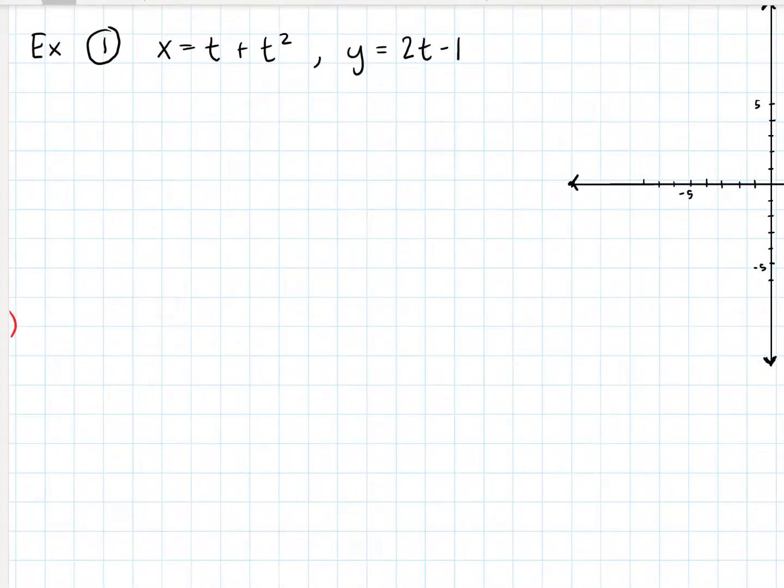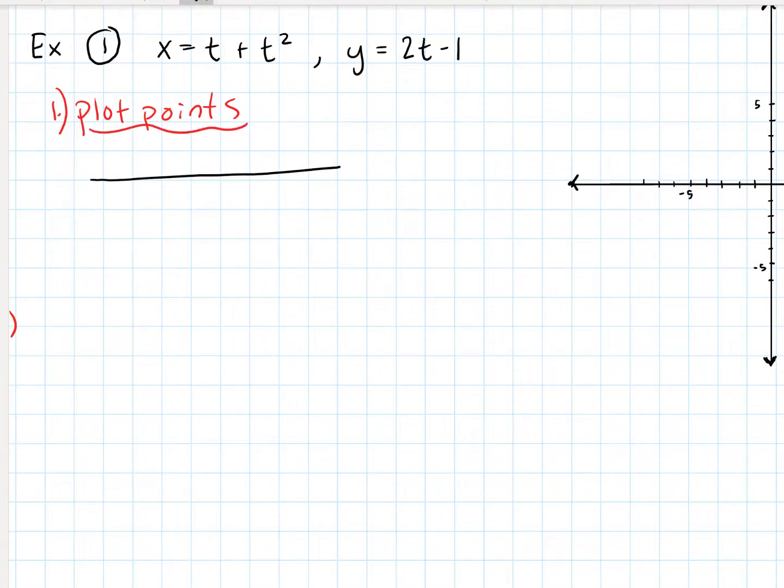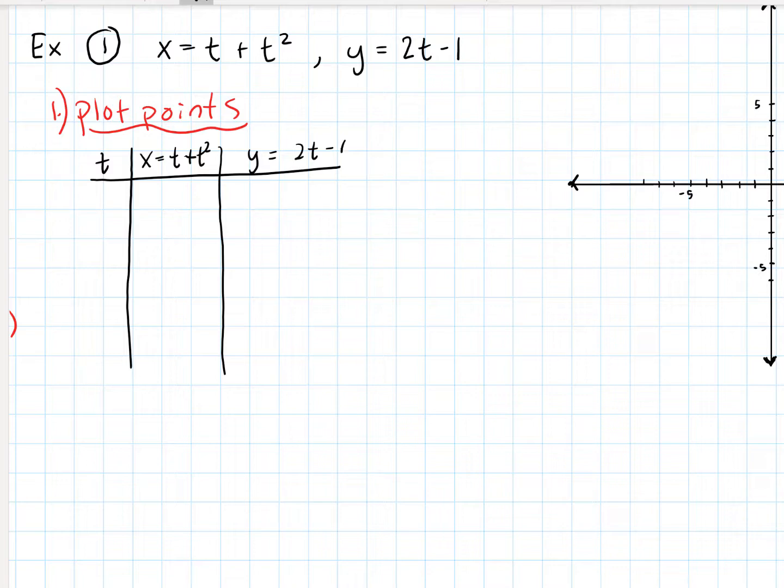So if we have this particular example, x is defined as t plus t squared, and y is defined as 2t minus 1. One option is to just plot points. So let's just do it. If we wanted to plot points, we're going to create a little chart. It's going to end up with 3 columns because we have t, and then x, which is t plus t squared, and then y, which is 2t minus 1.